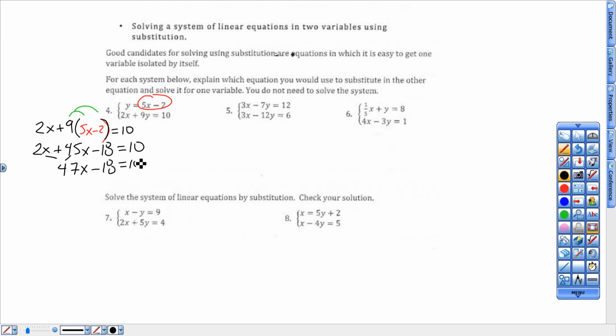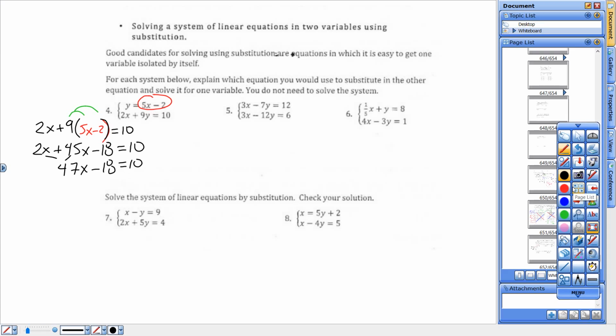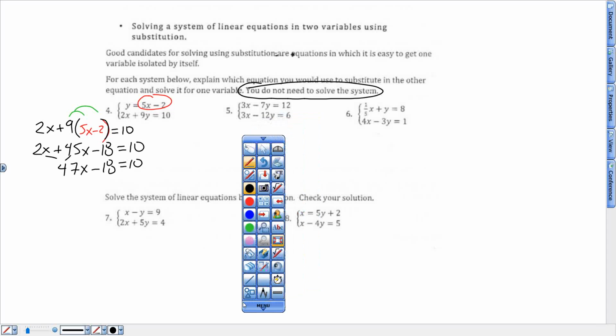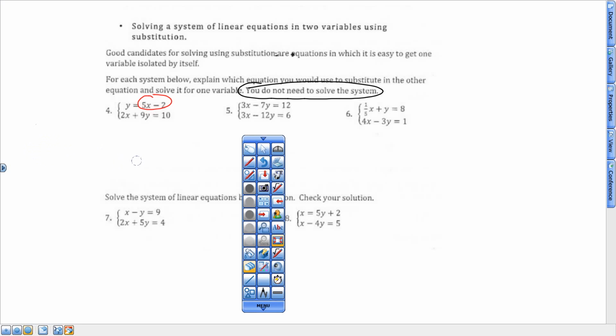I'm going to plus, oh, whoops, I should have followed instructions. There you go, here's an example of me not following instructions. This says you do not need to solve the system. Explain which equation you would use to substitute and solve it for one variable. So I should always make sure I'm looking at the written instructions before I start doing any math. This one doesn't want me to solve it. I spent my time solving it when I don't really need to.